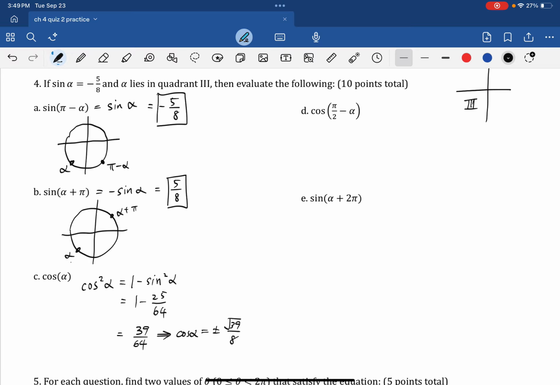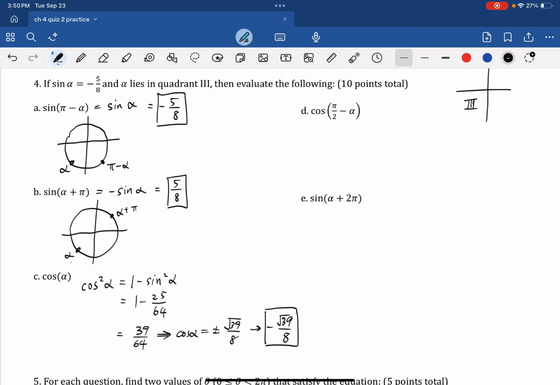So because we know that alpha lies in quadrant 3, right, all the x-coordinates for quadrant 3 are negative, and cosine is the x-coordinate, right? So that means cosine of alpha is negative. So our answer is negative root 39/8.